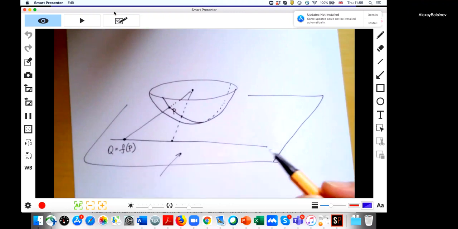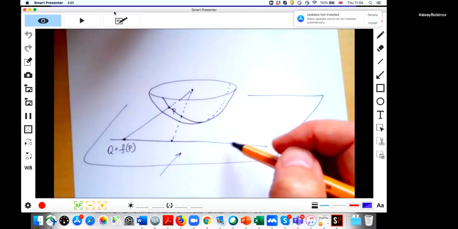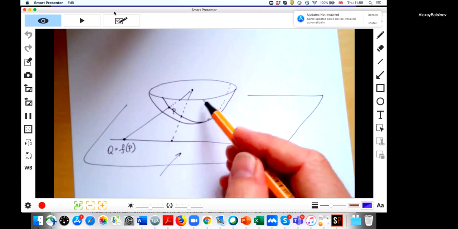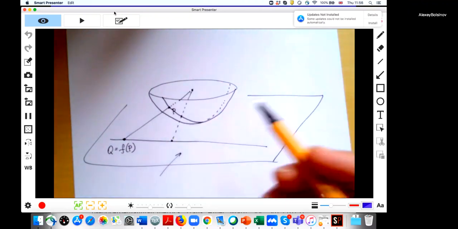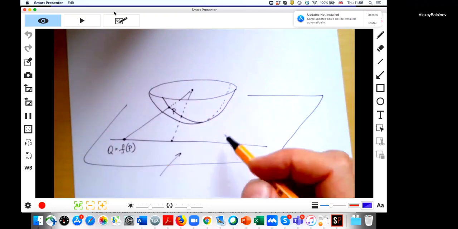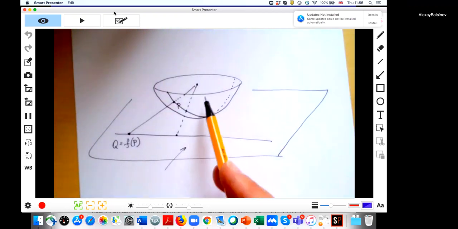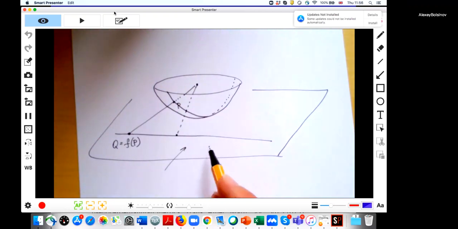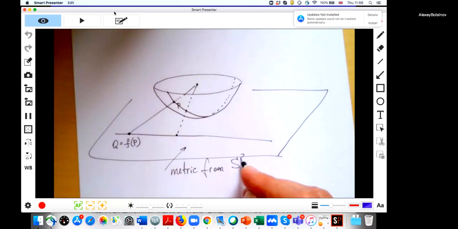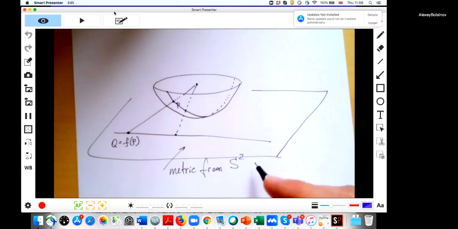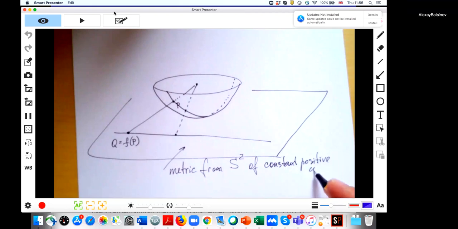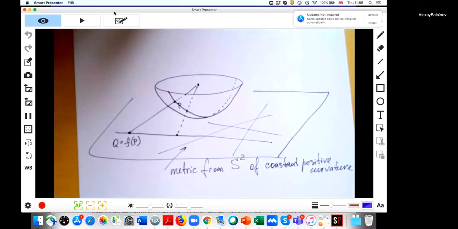On this plane, if I identify the plane with the half of the sphere by means of this map, this is a diffeomorphism. So then I can define on the plane the metric from the sphere, which obviously has constant positive curvature. In this model, on the plane, all geodesics are just straight lines for this metric. It follows immediately from the picture.